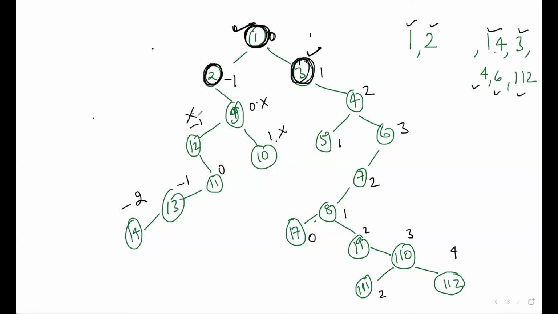Do I need to print this? No, because 2 is already present at a higher level. This, no, this, no, this, yes, because minus 2 has not occurred till now. This is the very first time we are having this horizontal distance. So this will be printed.